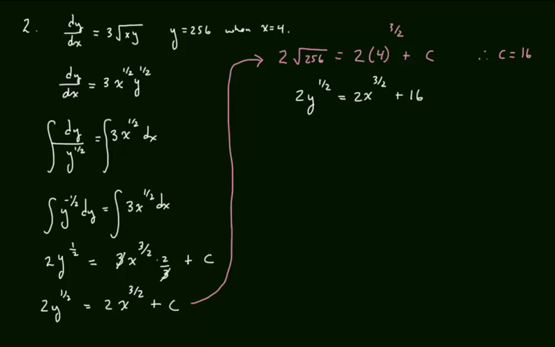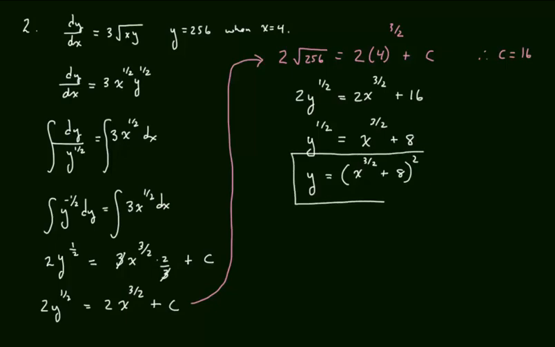Now I'll solve for y. I'll divide everything by 2. Y to the 1/2 equals x to the 3/2 plus 8. Now I'll square both sides. So y equals, now I'm squaring both sides, not just part of the side, the whole side. And that becomes the solution to the differential equation.